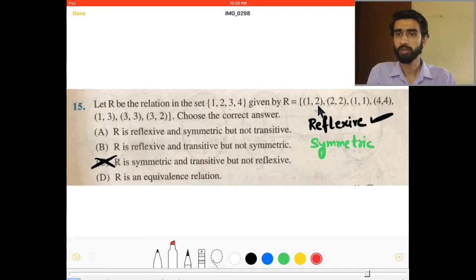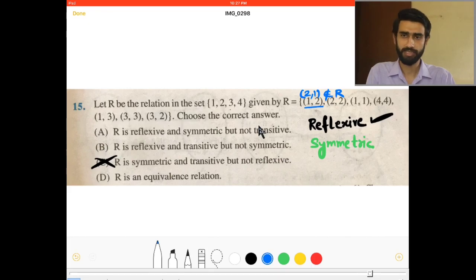The first element (1, 2) is there, but its reverse image (2, 1) you can't see here. (2, 1) is not here. It should be the symmetric image, so this does not belong to R. Hence it is very clear that this relation is not symmetric.